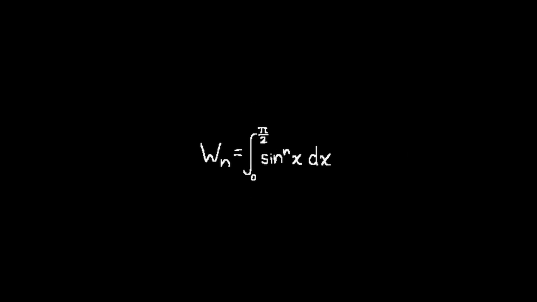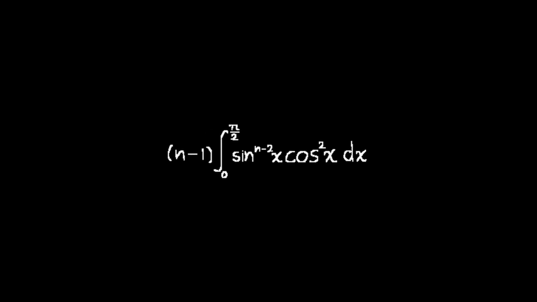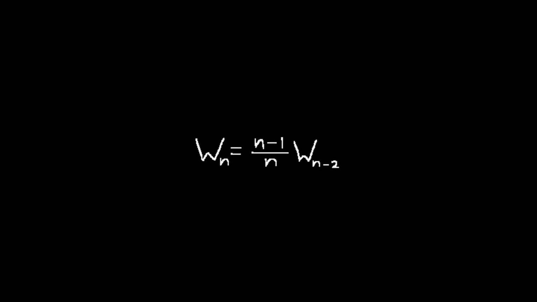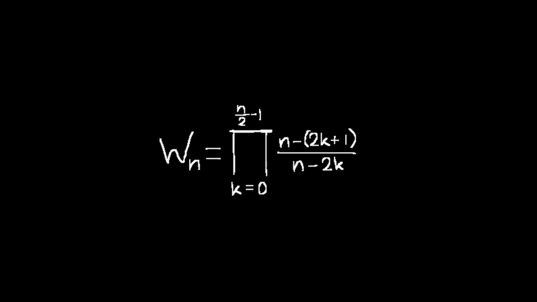With this knowledge, we can try to solve this integral through integration by parts. This lands us on the following result. W of n is equal to n minus 1 over n times W of n minus 2. Pay close attention to that duplicated W term. Since our integral W is inside the result, we can call it a recursive function, which means we can write this in the following way.